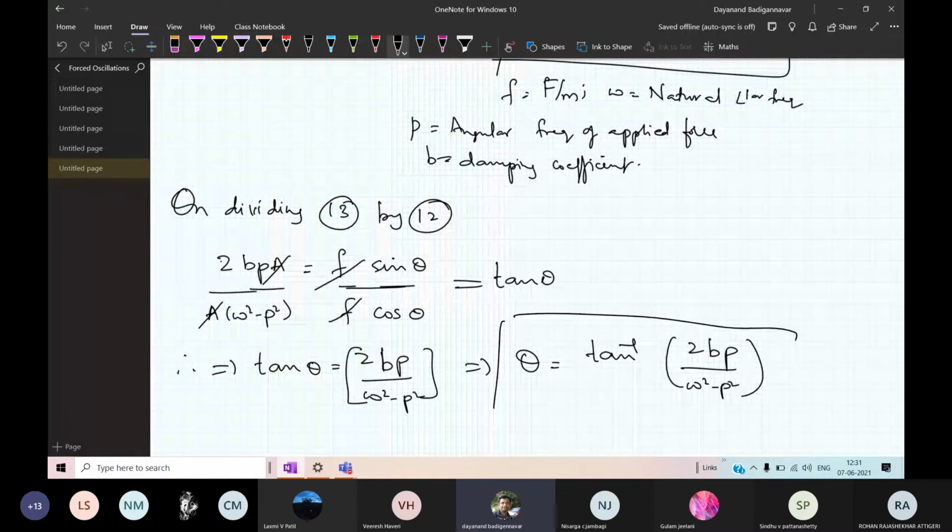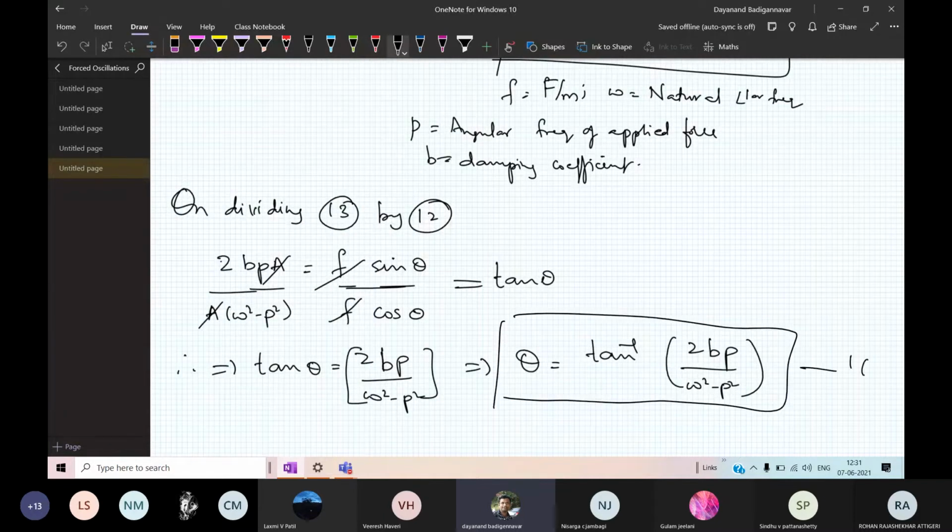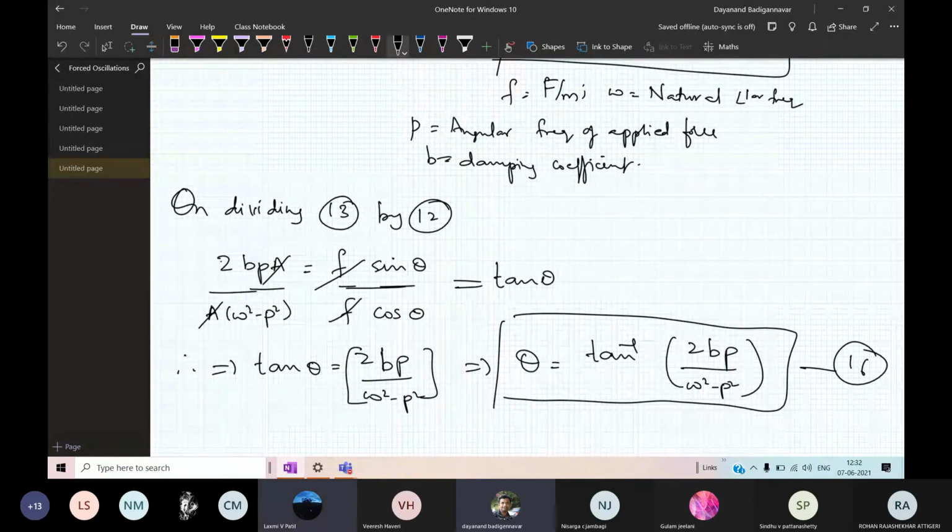This is equation number 16. You got theta, the phase of the forced vibrations. Phase of the forced vibrations. Okay, fine. Hope you have taken this down. So this is the value for A and theta.